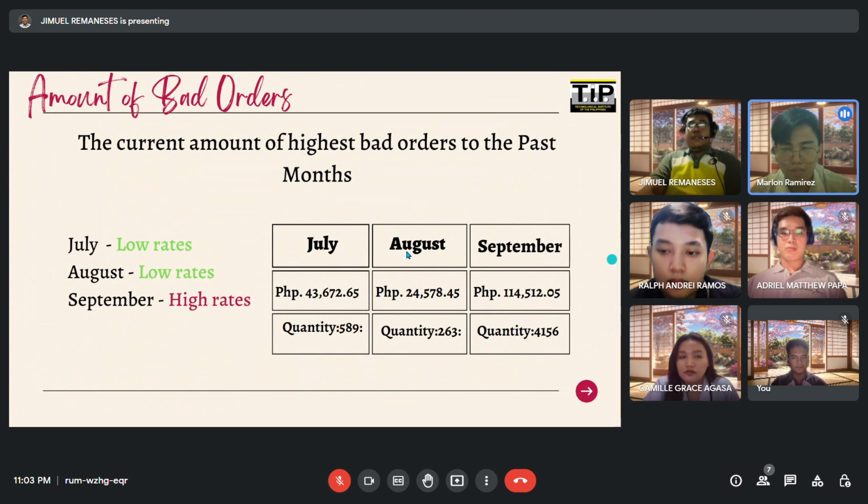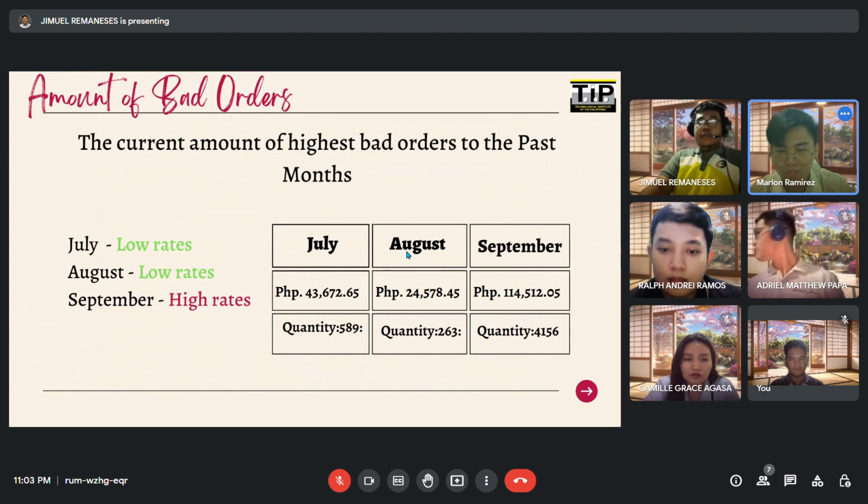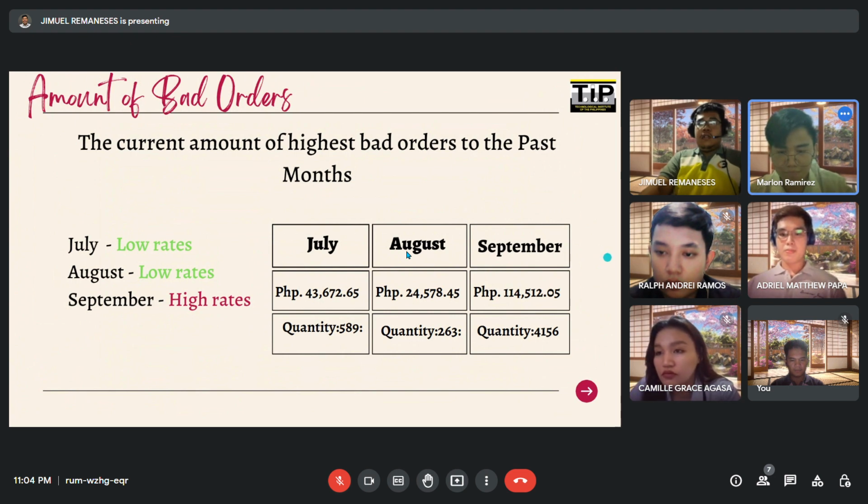According to the company, the amount of bad orders from July to September had a dependent rate during our observation period. As you can see, the total of lost goods in July was minimal, same as in the month of August, compared to the biggest losses of the month, in September, which are 114,512 pesos, and the quantity of boxes is 4,156 lost boxes.